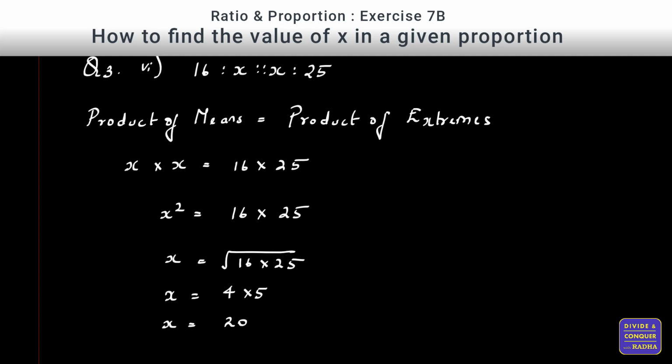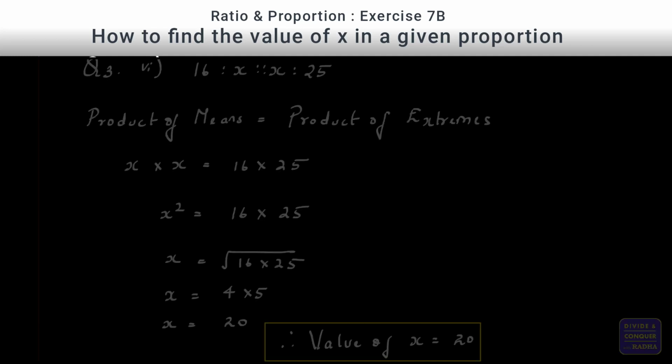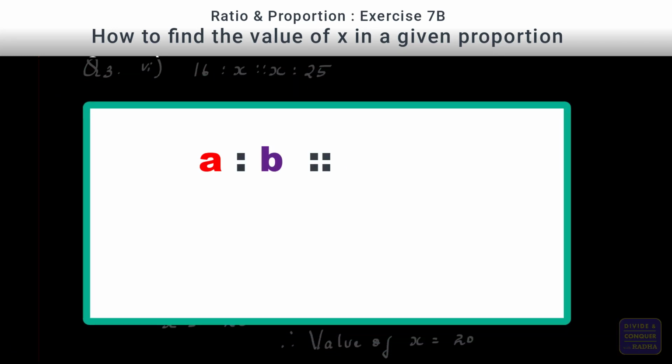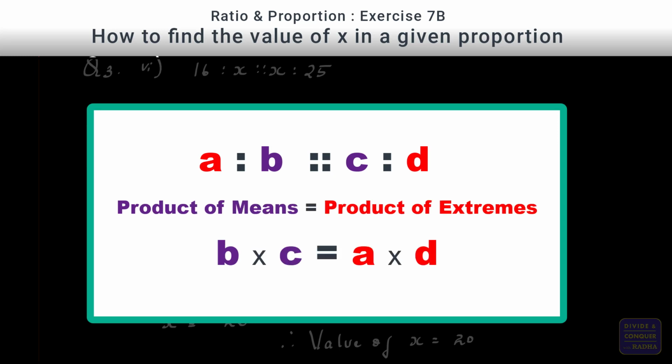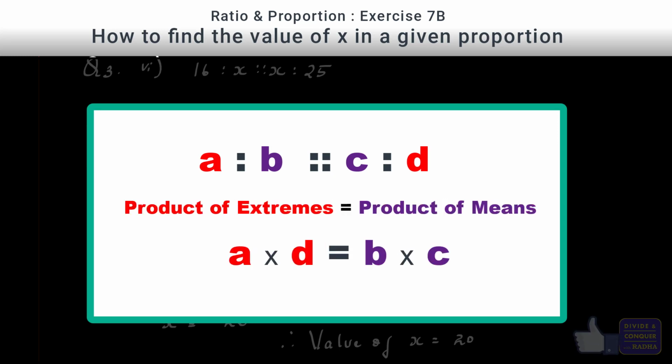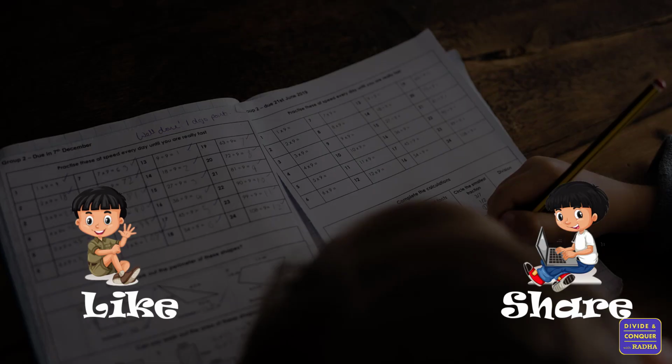I hope all the sums related to finding the value of x are very clear. Remember, whenever they say the numbers are in proportion, then we have to equate product of means with product of extremes, or product of extremes with product of means, to find the value of x. I hope the sum is clear.